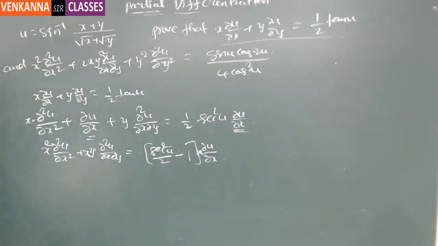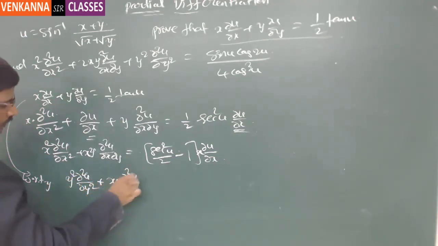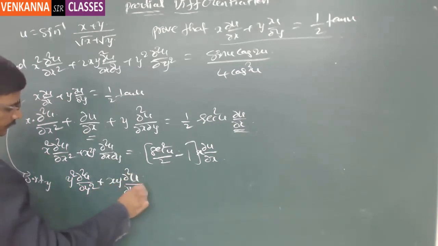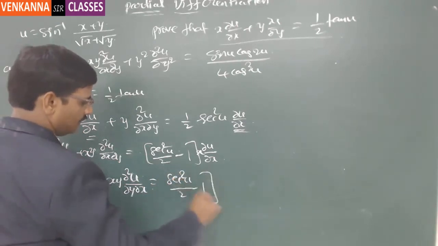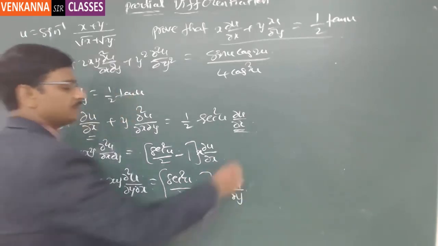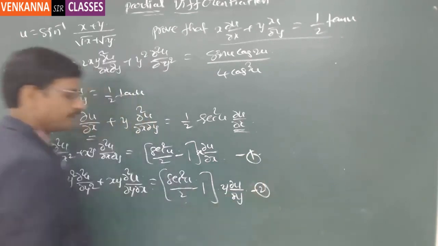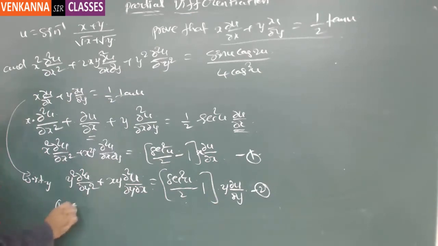Similarly, if you do the derivative of this one with respect to y, then this will be y square dou square u by dou y square plus xy dou square u by dou y dou x is equal to, again it will be secant square u by 2 minus 1 times y dou u by dou y. Right? So this is with respect to x and this is with respect to y. Now if we add these two together, that will be the LHS.